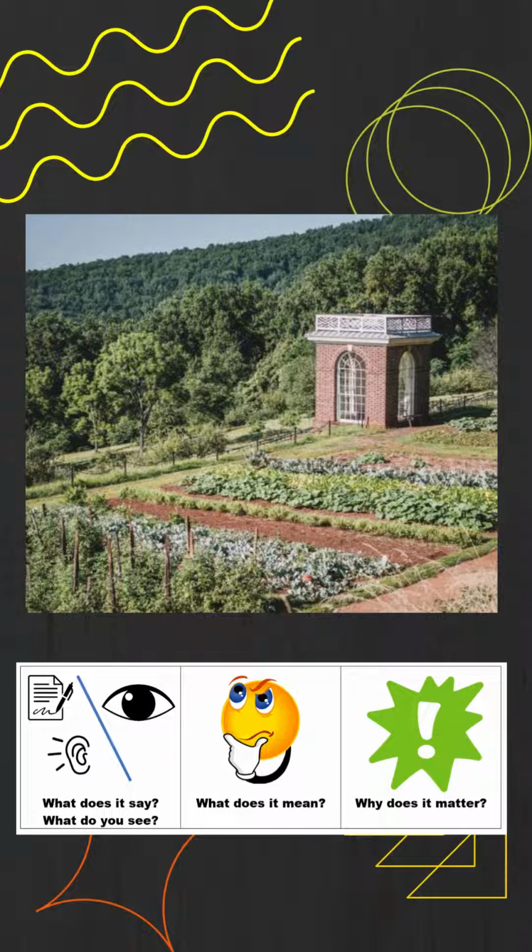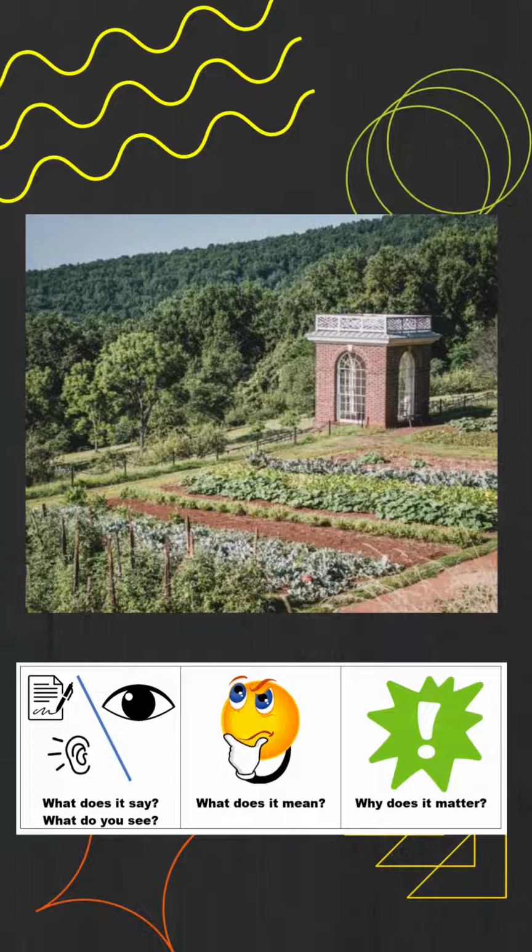Here's an example of what it might look like. We've got Thomas Jefferson's garden here with Monticello. Obviously, this would be what do you see? So students would go through and they would talk about what they see in the image, and then they would talk about what it means. And then lastly, they would wrap it up with why does it matter? So they may say something like, I see a garden, I see plants, I see trees, I see mountains, I see things that are growing.